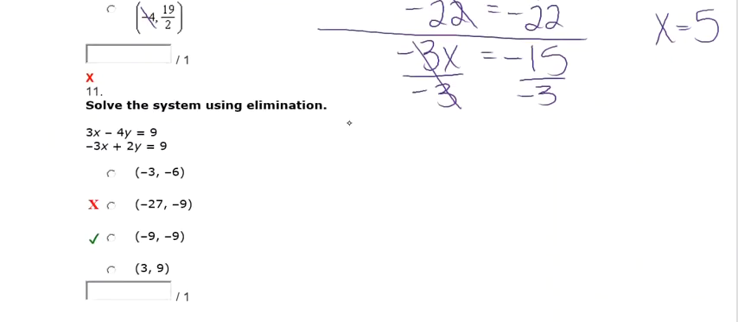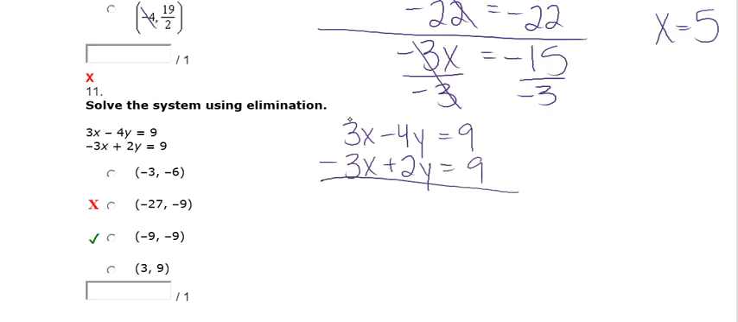Solve using elimination. This one is set up really nicely for you to just eliminate right away. You don't have to multiply anything here because the x's already have the same variable with opposite signs. So positive 3x, negative 3x, those cancel out. Now I just add up my y's. Negative 4 plus 2 is negative 2y.